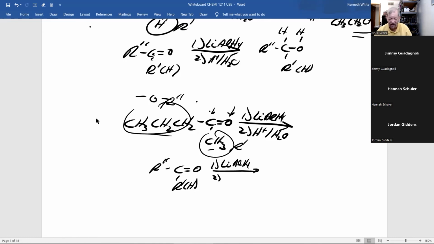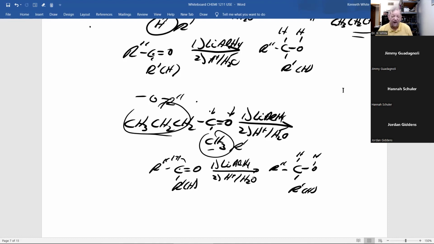I'll never ask that on a test. And second step, H plus is acid and water. And what happens with this reagent? It's like hydrogenation. You break the pi bond, and each atom of the double bond gets a hydrogen. So it's attached to that carbon, R prime or hydrogen, or R double prime is still there. Break the bond. Each atom of the double bond, carbon-oxygen double bond, gets a hydrogen.